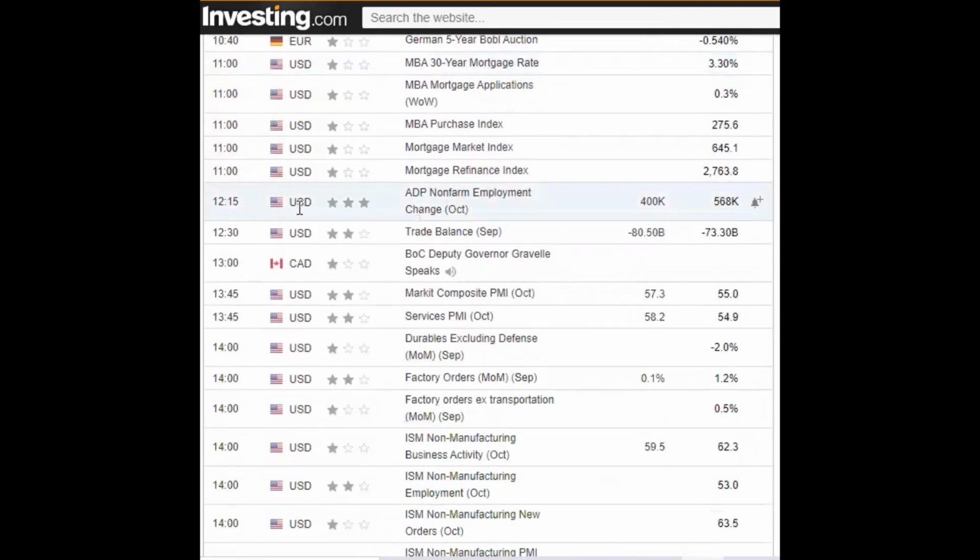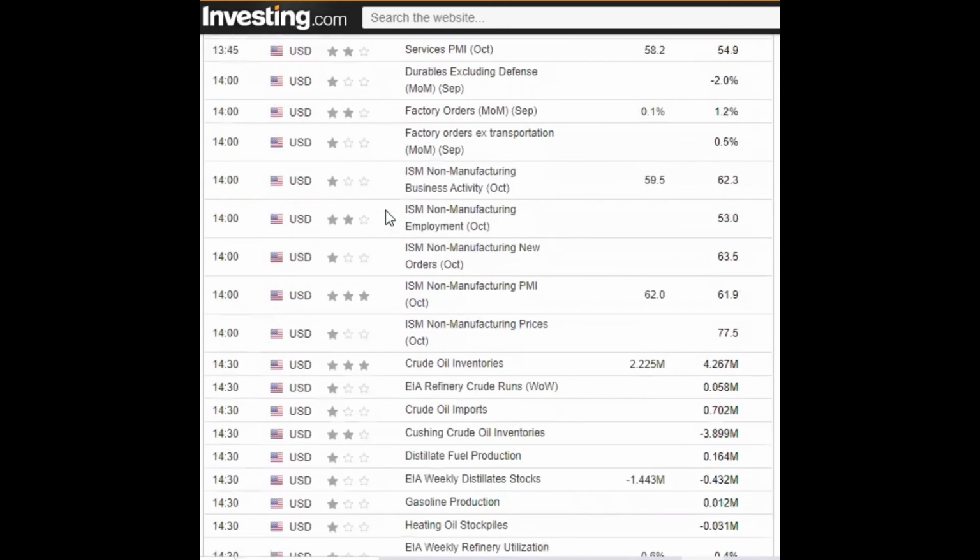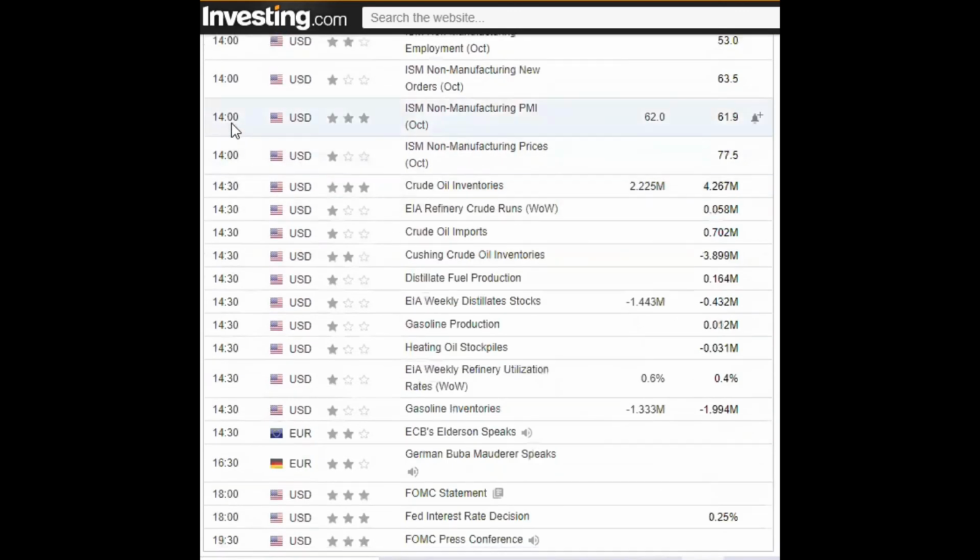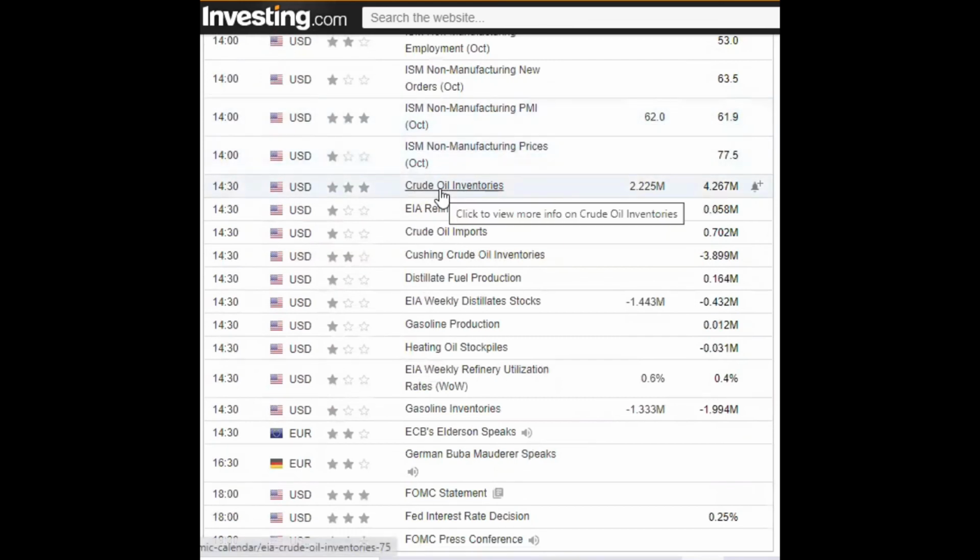At 12:15 GMT we've got US dollar data. We've got non-farm employment change, so this is obviously big news as well. 3-star rating. And then we have more data out of the US at 2 o'clock and 2:30 GMT. We've got manufacturing and non-manufacturing PMI, and news about oil.